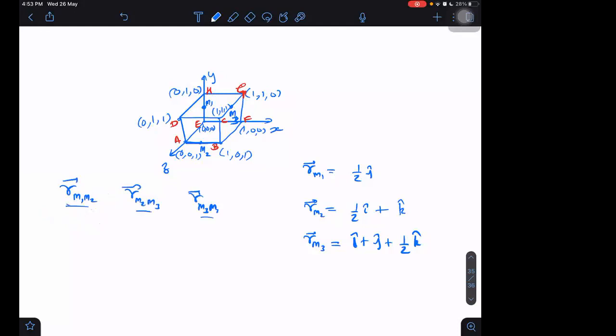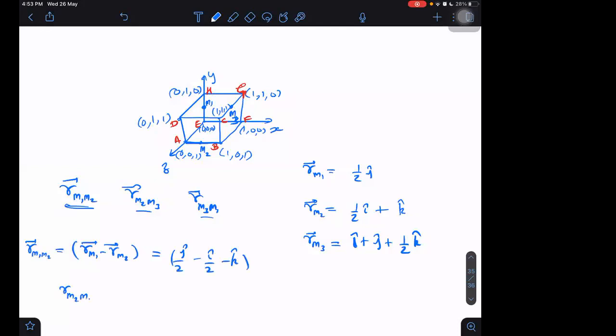So let us first find the angle between the first two. RM1M2 means RM1 minus RM2. That I have to take. What is it? Tell me. We can find it out easily. RM1 minus RM2 becomes J cap by 2 minus I by 2 minus K cap. Is it right or not?